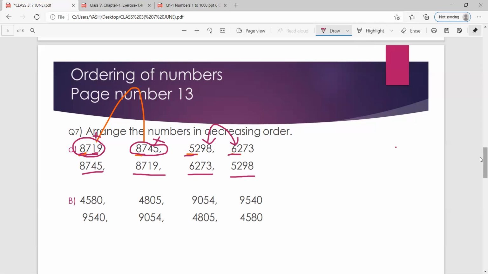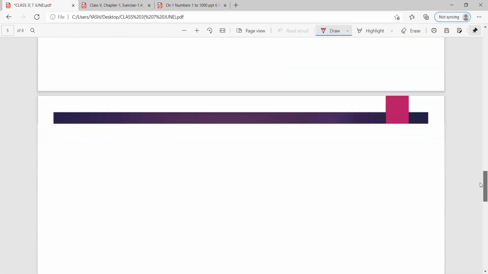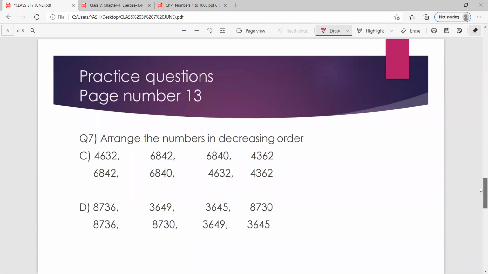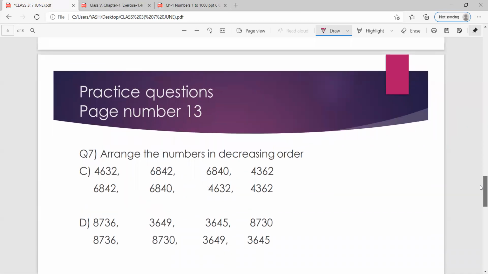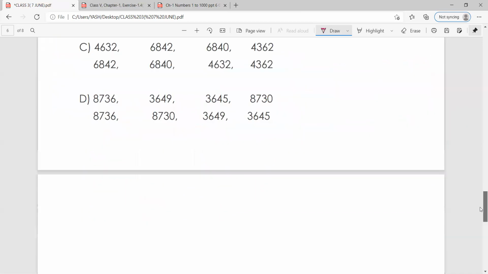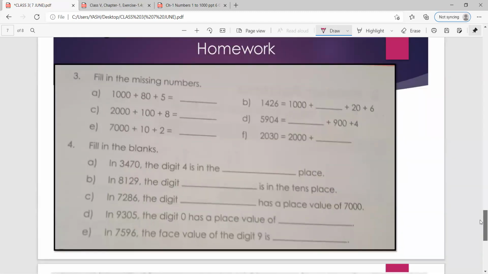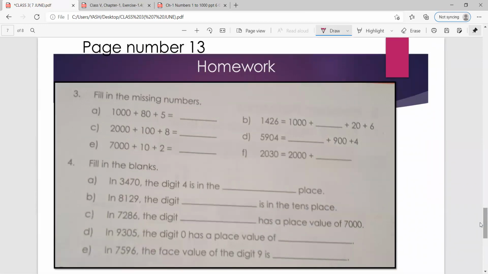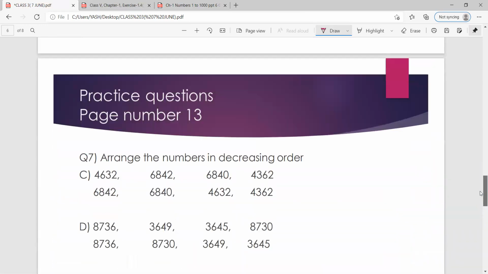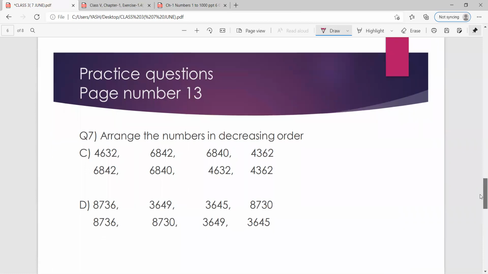And now please do B part and some practice questions of this question number 7, C and D. And then we have some homework questions which is related to our previous work. So now please complete these questions and let me know if you have still doubt in increasing and decreasing order.